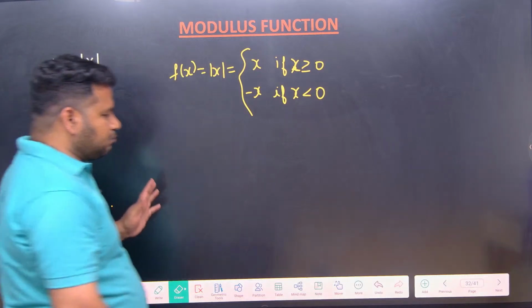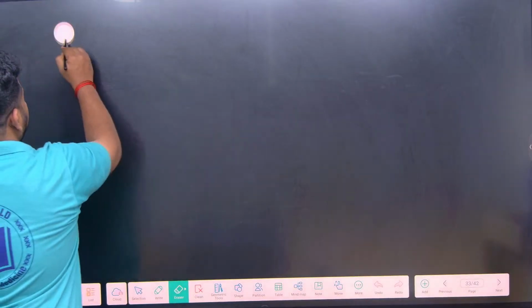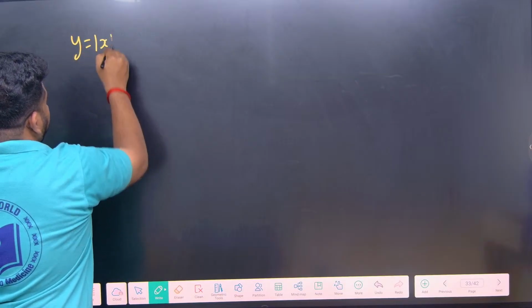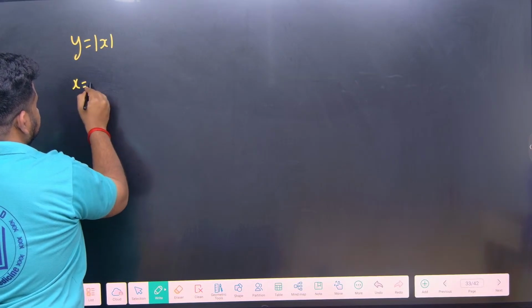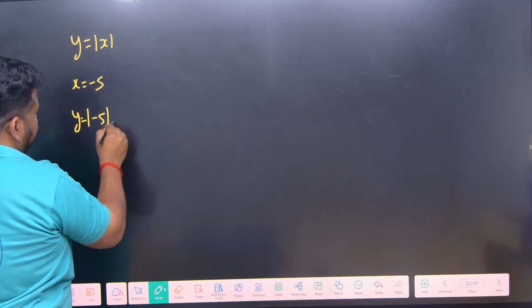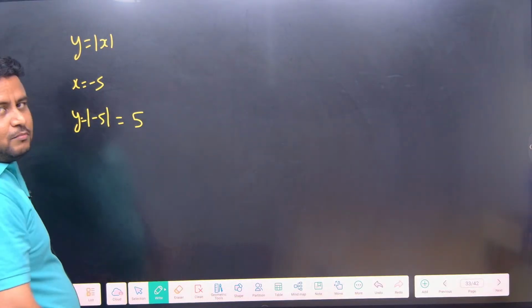Now when I am talking about the modulus function, the next thing you have to know is how it behaves. Did you understand? Suppose I give y is equal to mod x, and I say x is minus 5. So if I put x is equal to minus 5 here, y is equal to mod of minus 5, what is the output I will get? I will get it as 5. That is what happens when it comes to the modulus function.